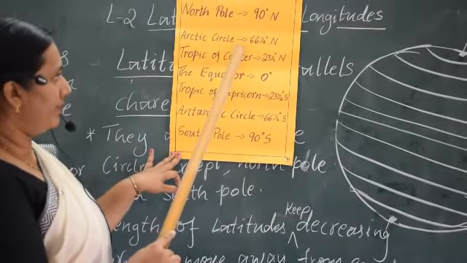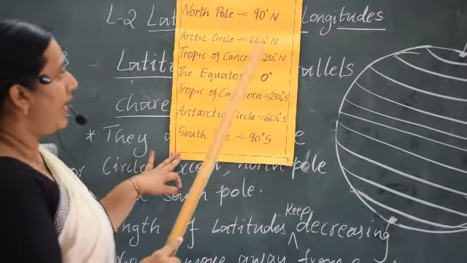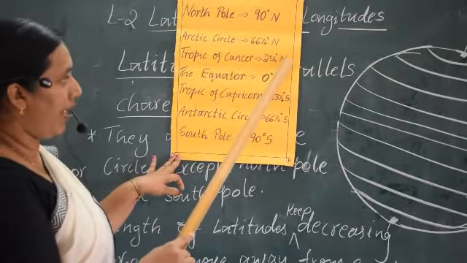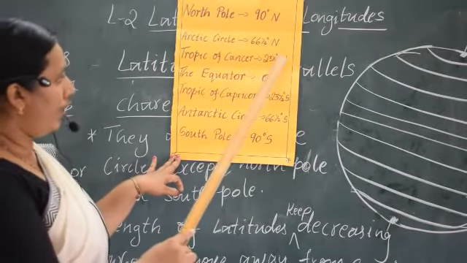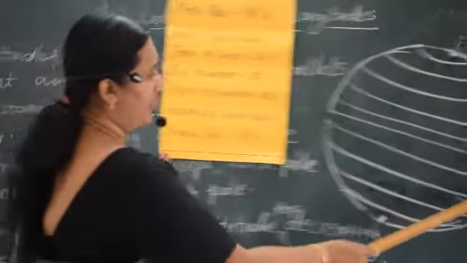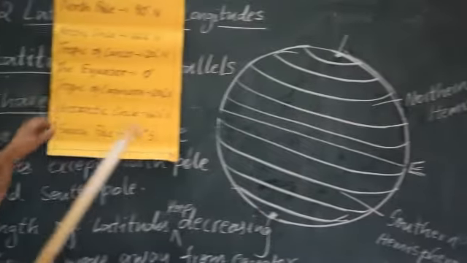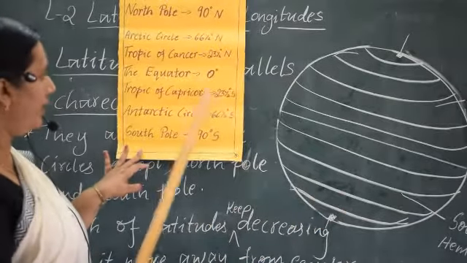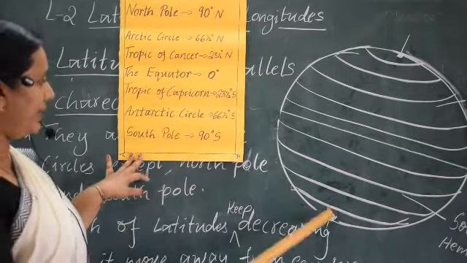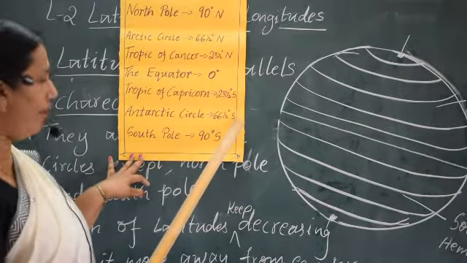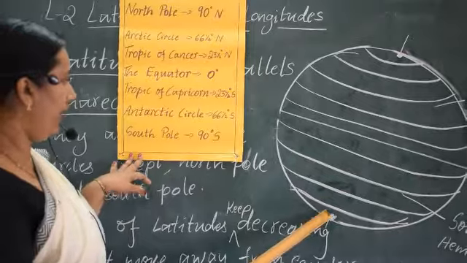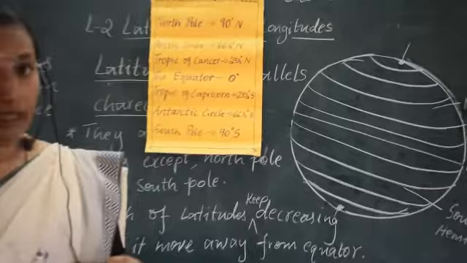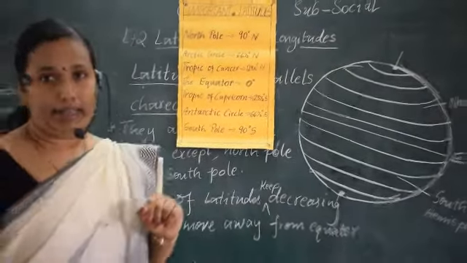Arctic Circle, that is 66.5 degree. Then Tropic of Cancer 23.5, that is in the north. The equator we can number as 0. Here we should write 0. Tropic of Capricorn comes in the south, the lower half of the earth, that is 23.5 south. Antarctic Circle comes here, 66.5 degree, and South Pole 90 degree in the south. So like this we have to number the important latitudes.